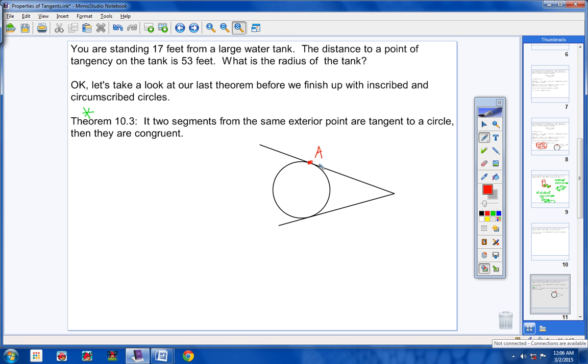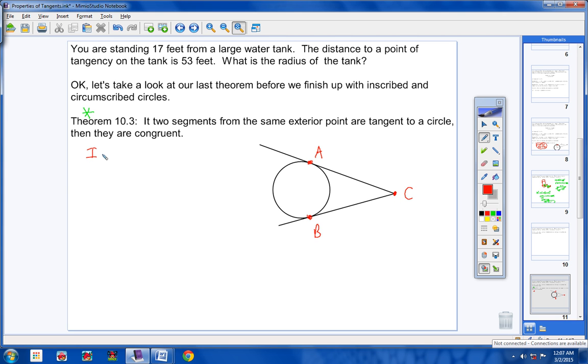Students, go ahead and draw a circle and draw two tangent lines, and we'll call these points A, B, and C. Okay, please quickly copy this down and let's talk about what this theorem is saying. First of all, notice your two tangent segments have to be coming from the same exterior point. They have to come from the same point, okay?